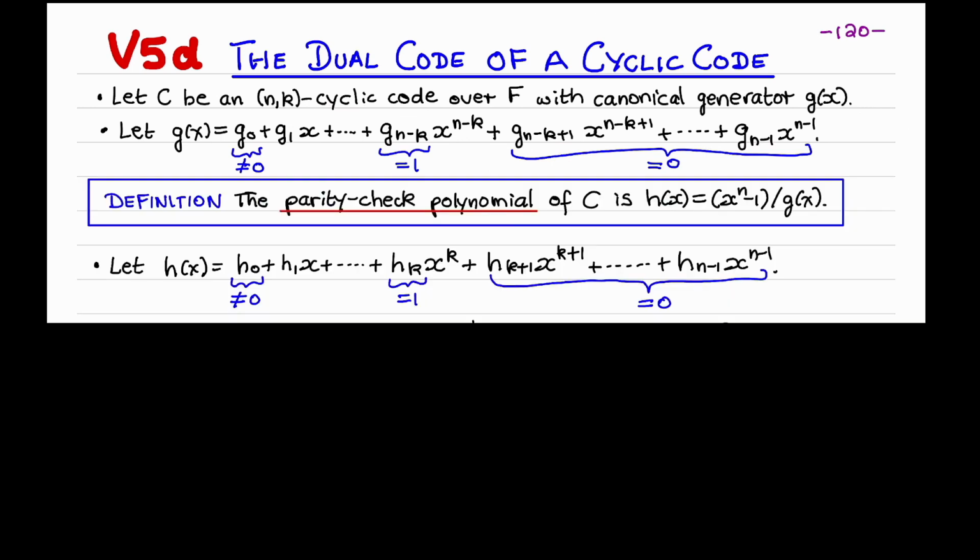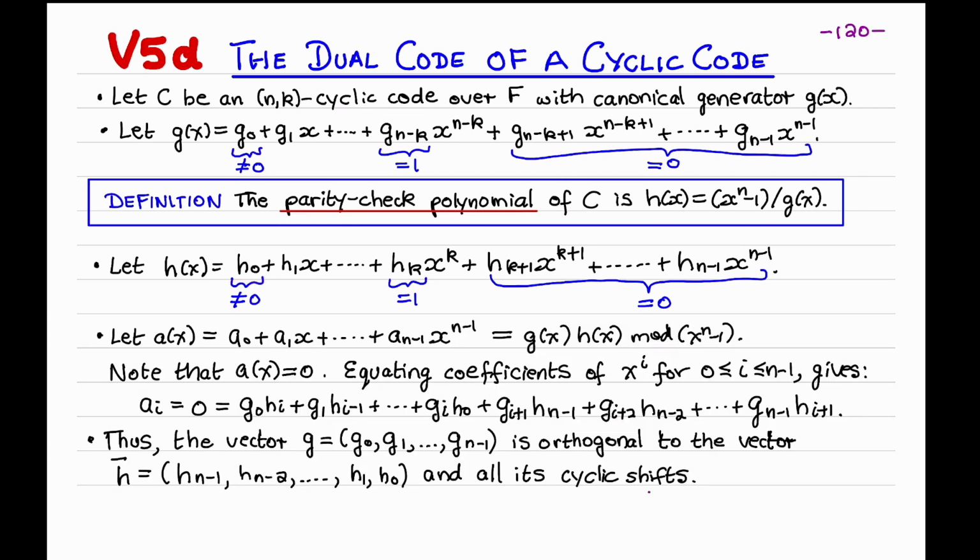Definition: the parity-check polynomial of C is h of x, which is defined to be x to the n minus 1 divided by g of x. H of x has degree k, it's monic, and it's a divisor of x to the n minus 1. I've written h of x here as a polynomial of degree at most n minus 1. Since h has degree k, these coefficients on the right are all 0. Since h is monic, h_k is 1. And since h divides x to the n minus 1, the constant coefficient h0 is non-zero.